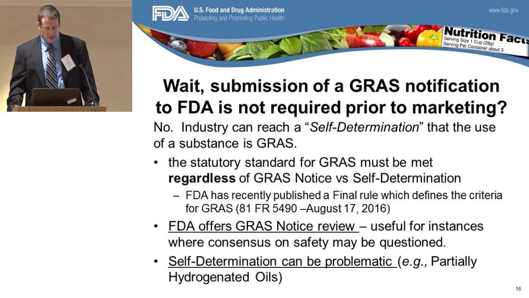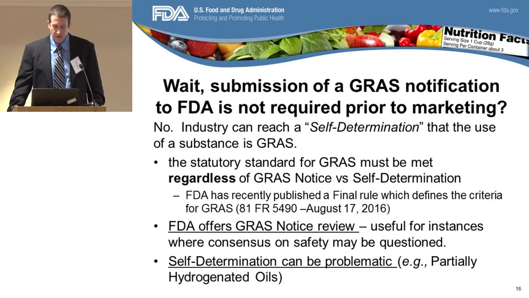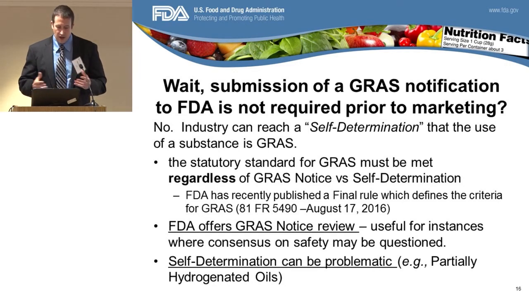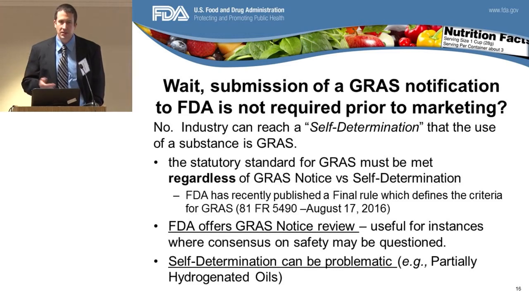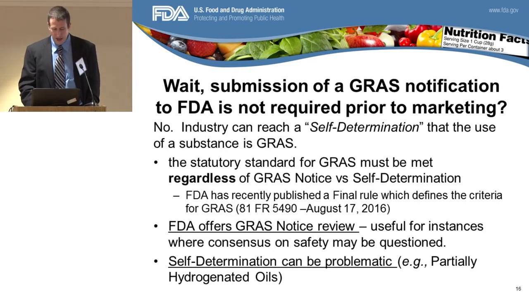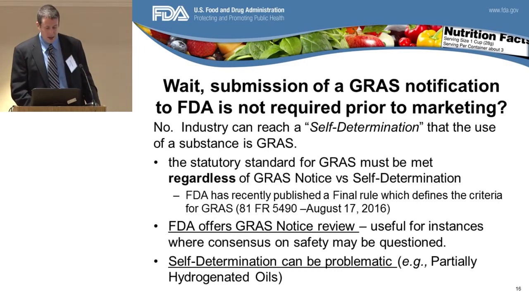So FDA has recently published a final rule which defines the criteria for generally recognized as safe substances, and it's important to note that FDA offers a GRAS notice review, which can especially be important for instances where a consensus on publicly available information may be questioned. An examination of problematic instances in the past where self-determination of GRAS did become a problem for industry is partially hydrogenated oils or trans fats. FDA recently made a determination that, in fact, their use is not generally recognized as safe. And that becomes a problem for companies that have relied on a self-GRAS determination for trans fat for addition to food.